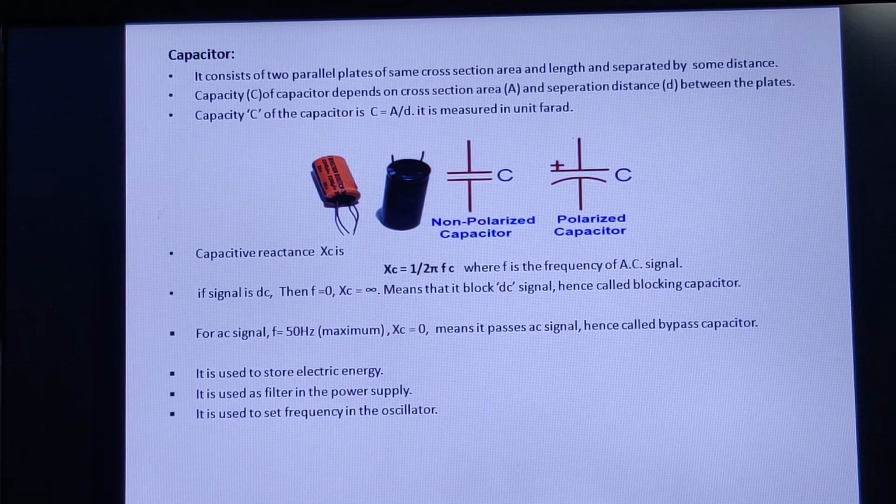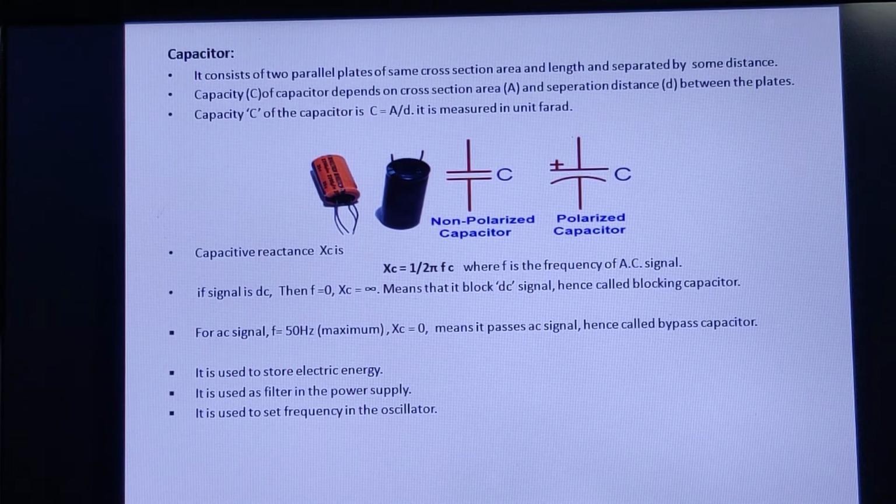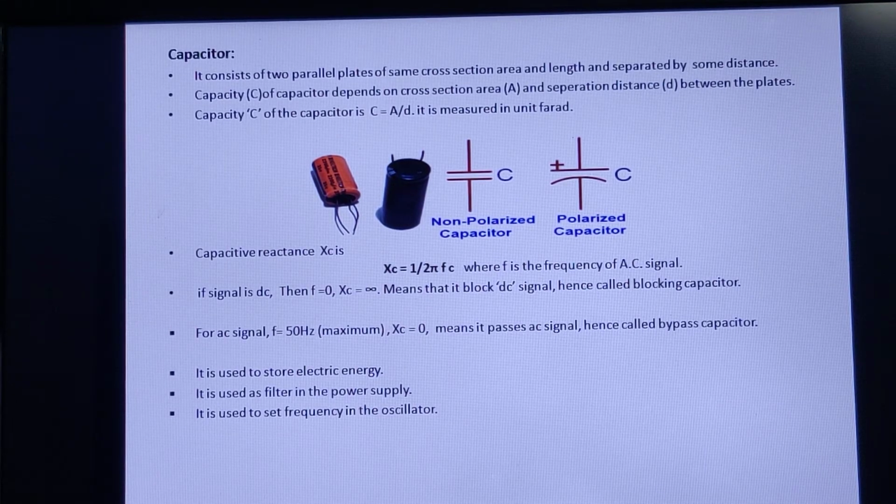The capacity of a capacitor is denoted by the symbol Xc. That means capacitive reactance, Xc, is equal to 1 upon 2 pi f into C, where f is the frequency of the AC signal. From this relation it is clear that capacitive reactance depends upon the frequency of the AC signal, and here the proportionality is inverse.